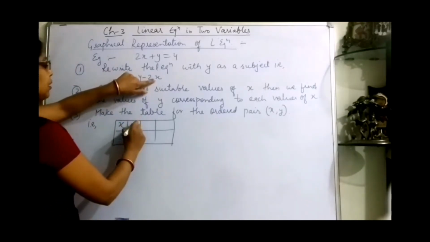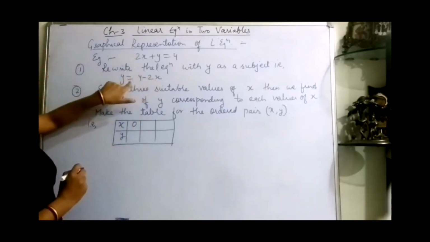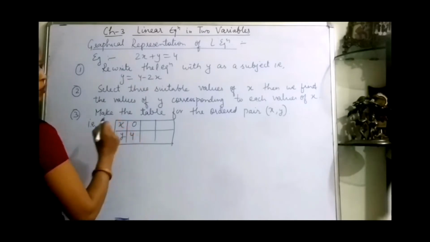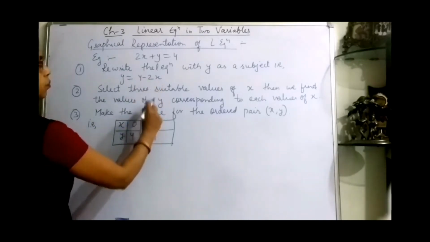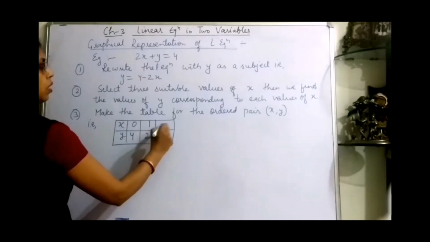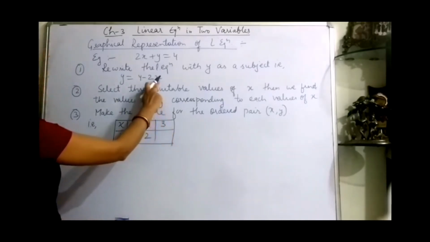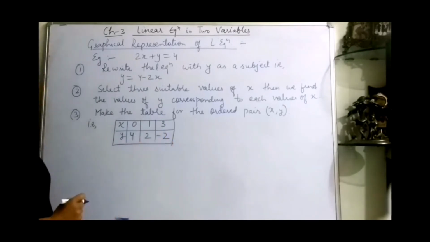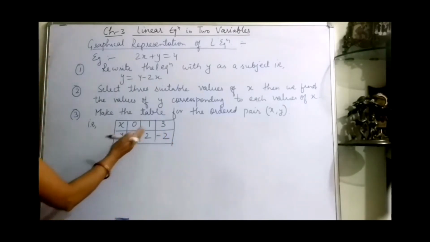First, if we put x is equal to 0 here, when we solve 4 minus 2 into 0, we get 4, so the value of y is equal to 4. If we put x is equal to 1 and solve, then y is equal to 2. If we put x is equal to 3 and solve, then y is equal to minus 2. In this way you can take more values.